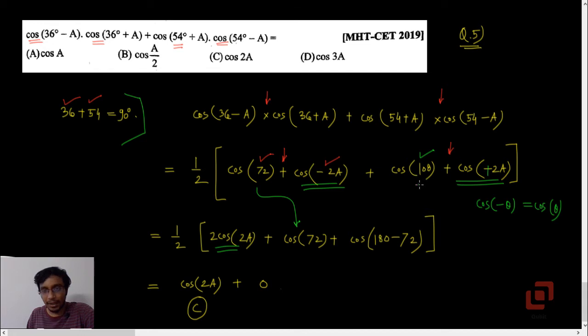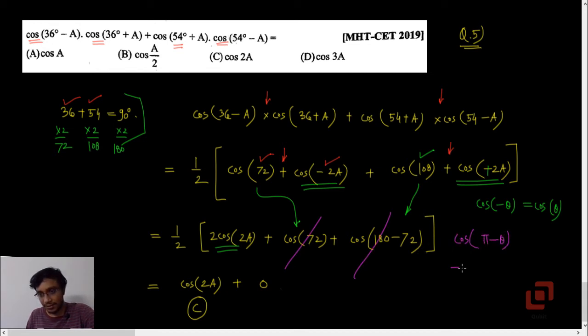Okay, can we write 108 as 180 minus 72? Yes, of course, because 72 is 36 into 2, 108 is 54 into 2, and 180 is 90 into 2, right? And what is cos of pi minus theta? Minus cos theta. So these two will get cancelled.